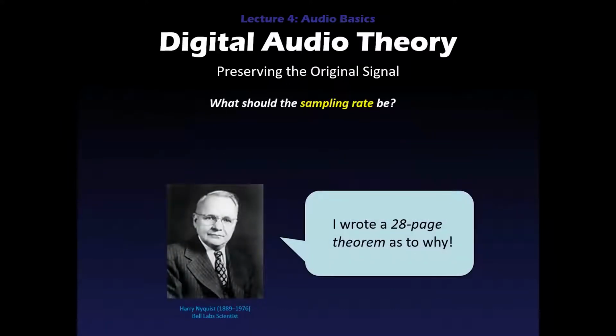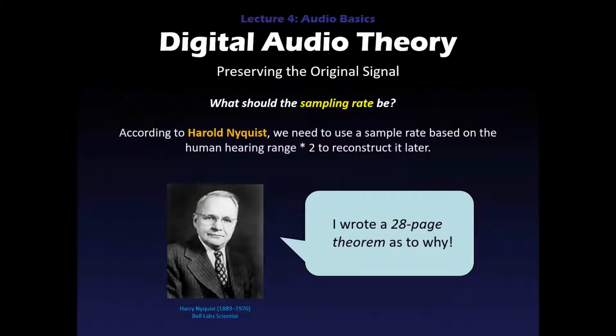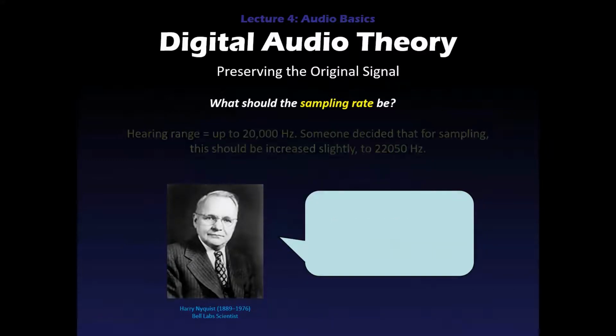You could get really technical at this. This is beyond my scope. Harold Nyquist was a scientist at Bell Labs, and he came up with a theorem, a 28-page theorem, as to why we need the sampling rate that we need. And it turns out the magic number is the human hearing range times 2 with a little bit of extra padding, I'll talk about in a second, to reconstruct it. So let's see what that means.